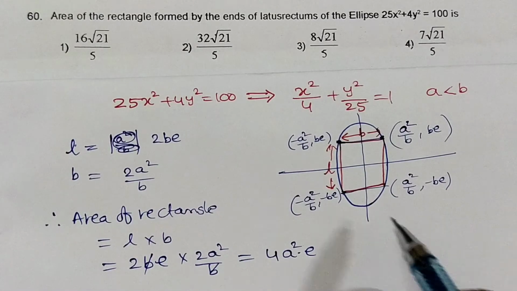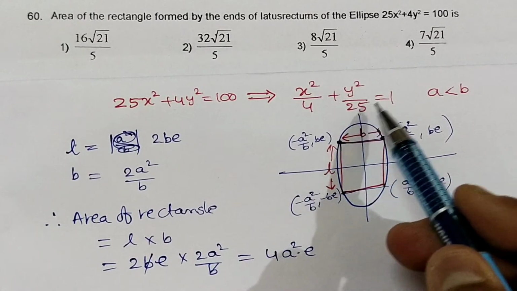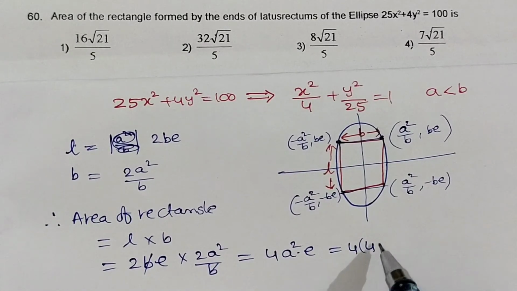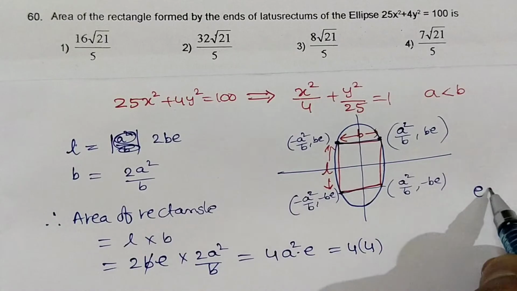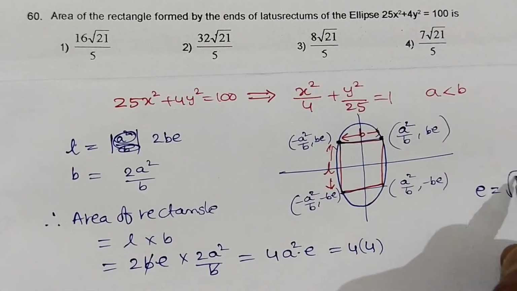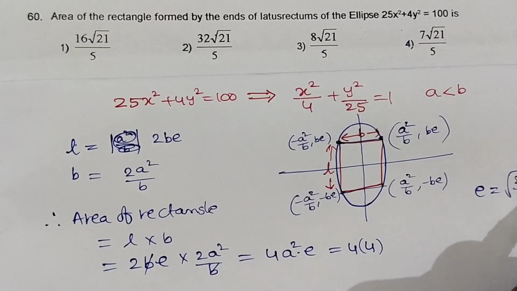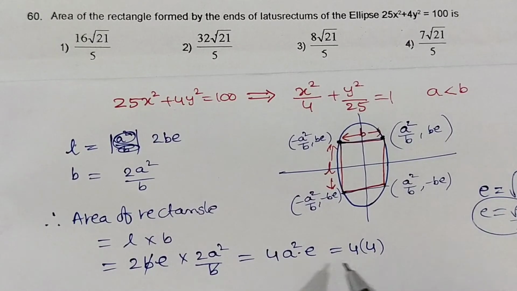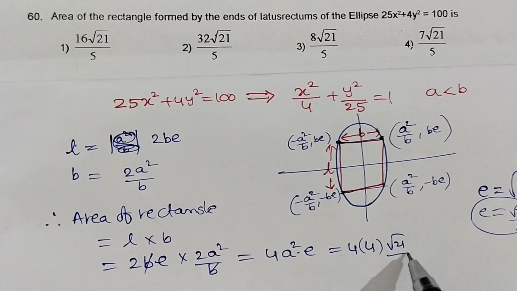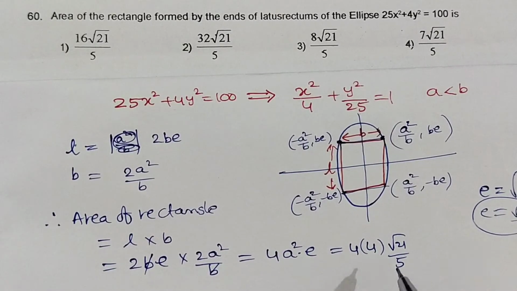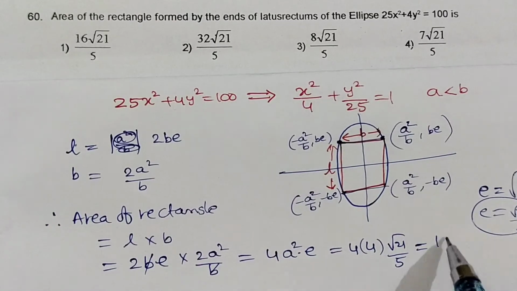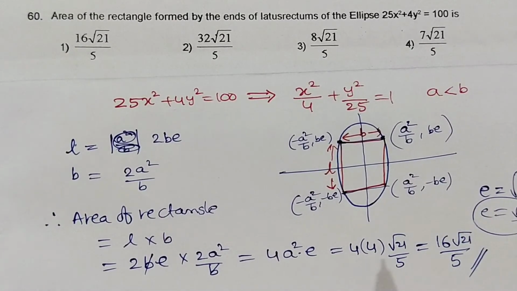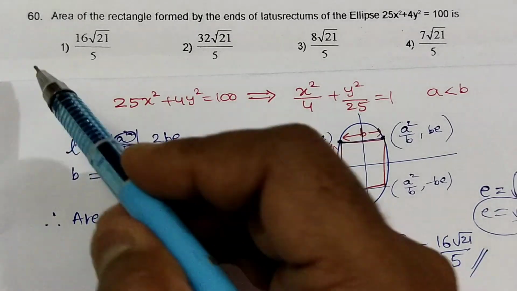Clearly x²/a² plus y²/b² equal to 1, a² is equal to 4. So 4 into 4 into e. The eccentricity e is equal to root of (b² minus a²) by b², 25 minus 4 by 25, so root 21 by 5. In place of e, root 21 divided by 5. So 4 fours are 16, 16 root 21 divided by 5. This is the area of the rectangle, which is there in the first option.